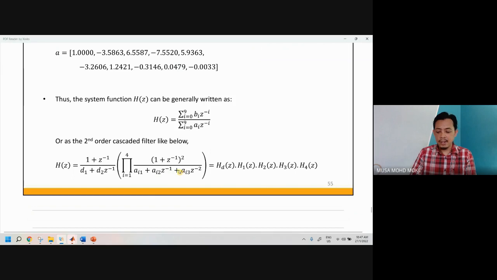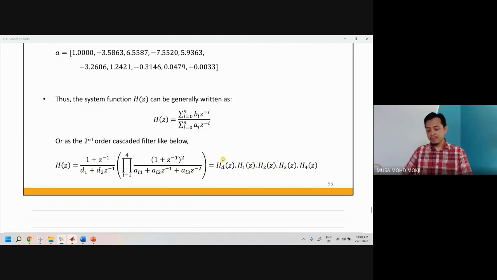So this is the ninth order: four of the second order, 4 times 2 is 8, plus this one, 1. Generally we can denote this one filter as HD, and then every second order form we can put as H1(z), H2(z), H3(z), H4(z). And actually this has a name. This is what we call a cascaded filter.